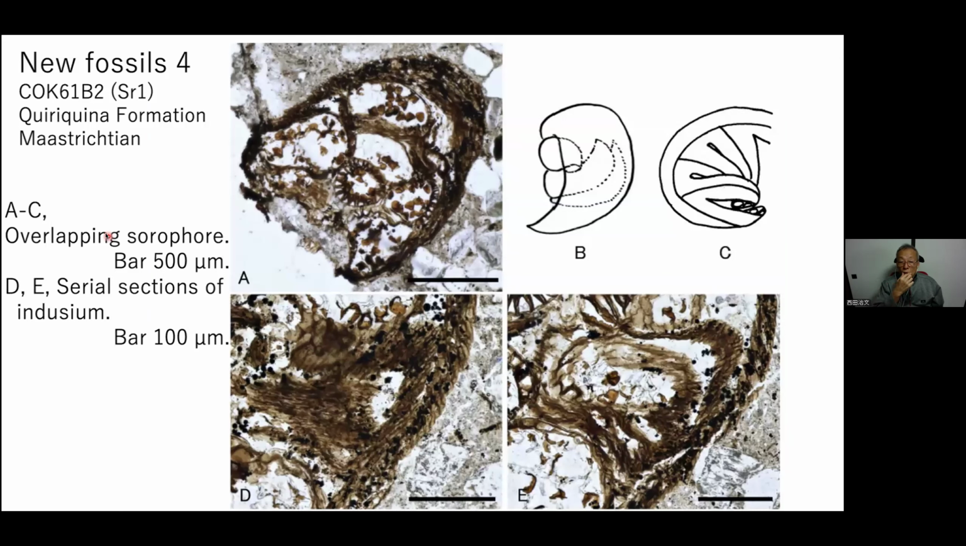And from the same conclusion, we found two different kinds of structures. So the one is this one, and the reconstruction is somewhat preliminary, but you can see the sorophore structures. And the interesting thing is that this specimen has indusium, and the structure of the spores and the sporangium are similar to Lygodium. So this one is comparable to Lygodium.